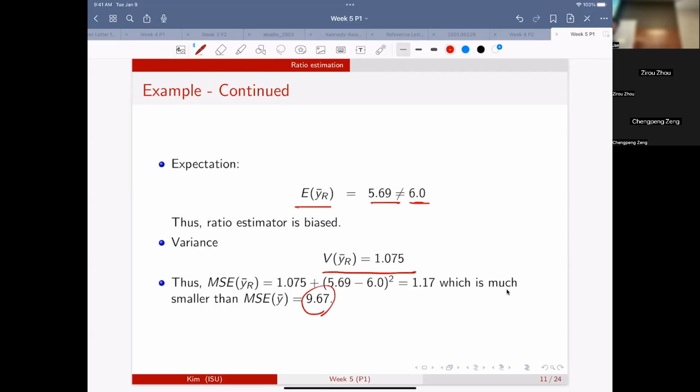Okay, the mean square error is much smaller than that of the sample mean. So that means, why not use it, right? It's a good idea to use it, even though it may have a bias, because in terms of the mean square error, it's just a little bit small anyway. Okay, so that is a simple toy example that illustrates the idea of the ratio estimator.